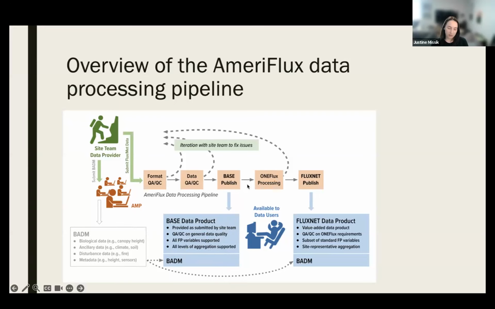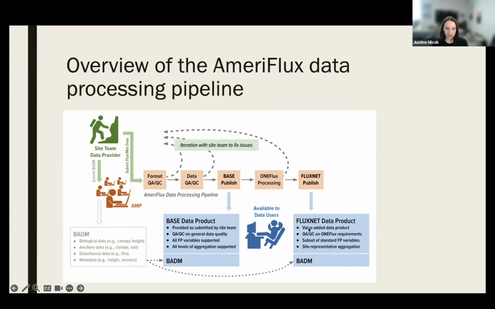But now on top of that, there's also the option to do additional OneFlux processing. This is a newer thing in AmeriFlux that basically does the same processing procedures that are consistent with the FLUXNET 2015 data set. So it adds a lot of additional processing and different data products to your data set.